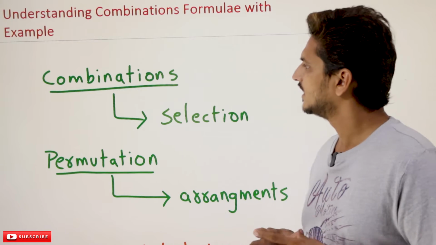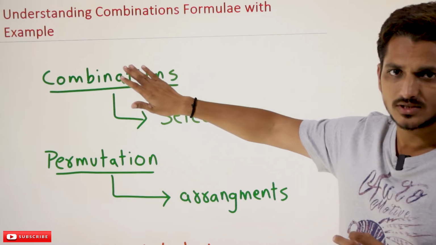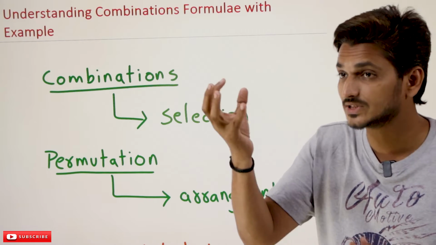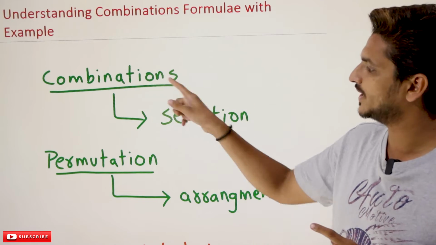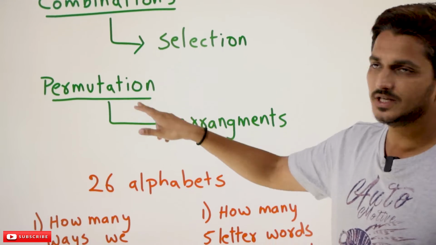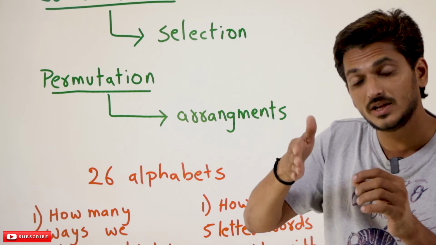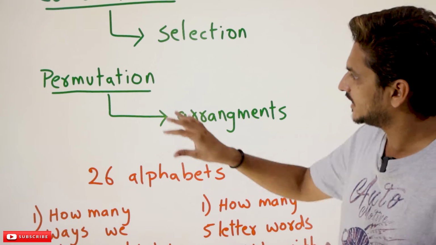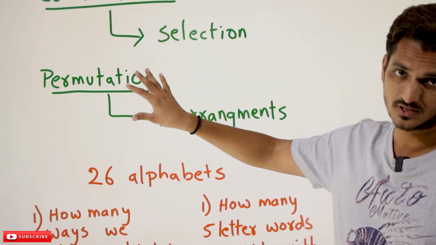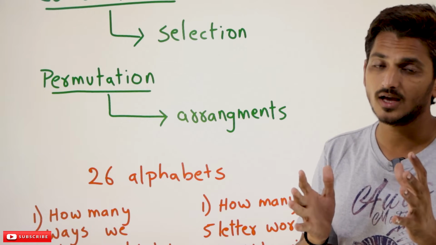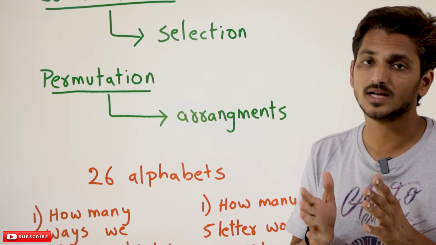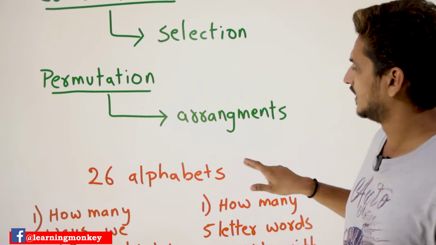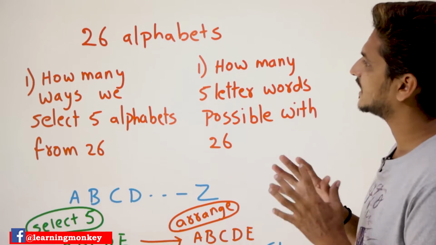Coming to today's class, combinations means selections. How many ways we are able to select something, that we call combinations. Permutations means arrangements. How many ways you are going to arrange the things, that is what we call permutations. The discussion about permutations was made in our previous classes. Now you need to understand the difference between combinations and permutations. From that difference, we are going to understand the formula of combinations. So let's take an example.